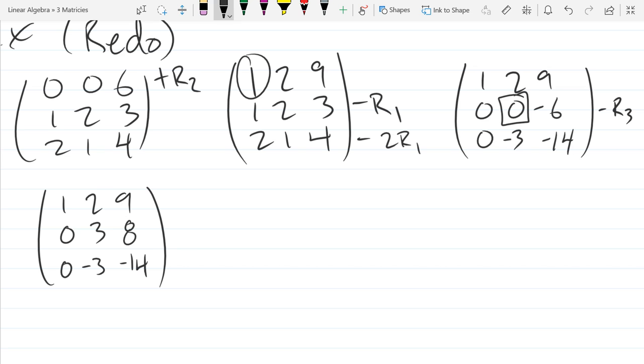And our last operation, we need to get that negative 3 out of the bottom of column 2. So we just go plus row 3. Plus row 2, right? Adding row 3 to itself would just double it, so plus row 2.